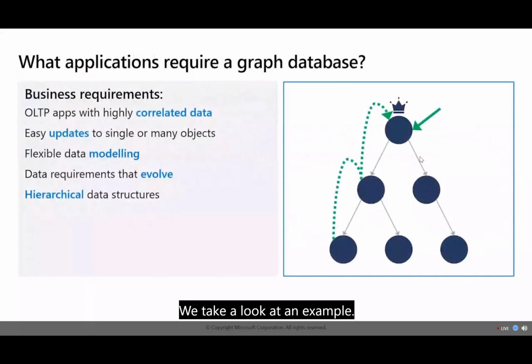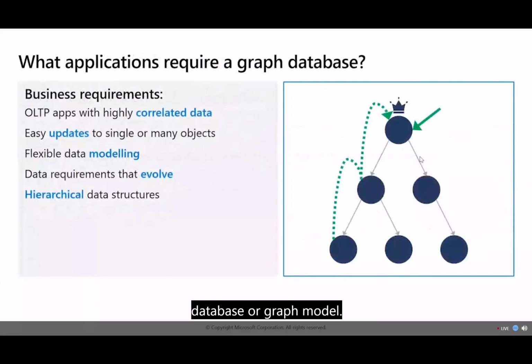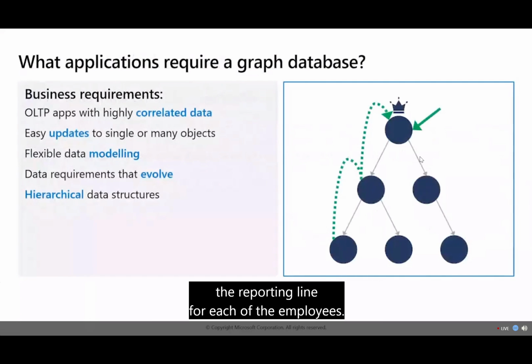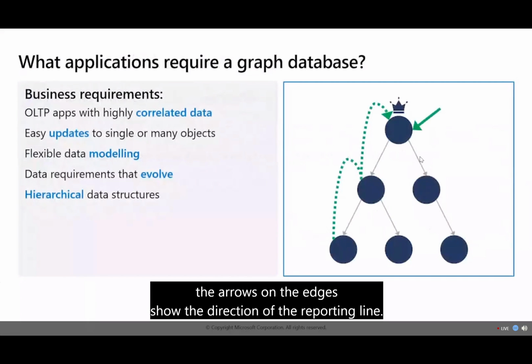If we take a look at an example, let's imagine that we are representing all the employees in an organization with the graph database or graph model. And so each node represents an employee, and the edges represent the reporting line for each of the employees. And so in this graph, the arrows on the edges show the direction of the reporting line.